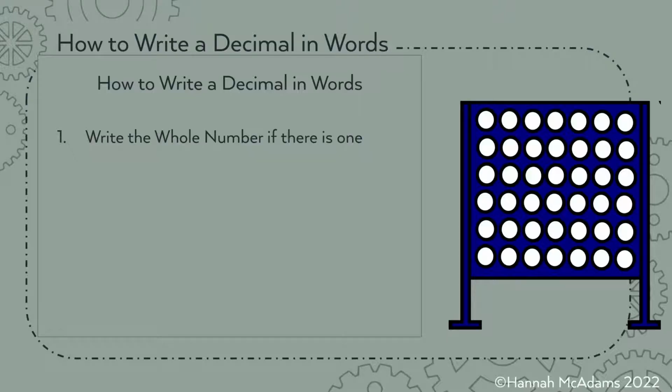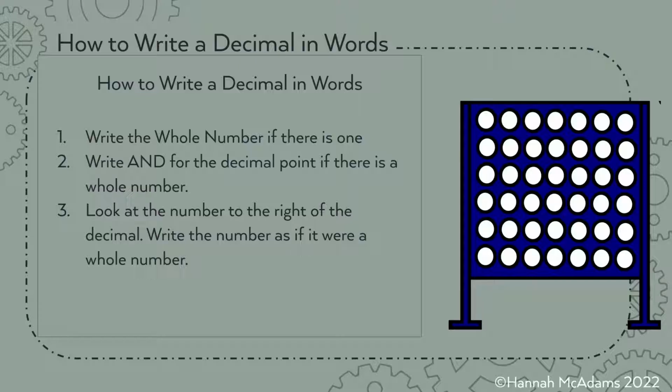Okay, so the first step is to write the whole number if there is one. The exception is if the whole number is 0, you don't have to write 0. We'll talk about that. I have an example like that in just a minute. And if you write the whole number, then the second step is you need to write "and" to represent the decimal point. The third step is to look at the number to the right of the decimal and then write that number as if it were a whole number. I will show you what I mean by that, and I'll give you several examples. And then the fourth is to write the place value of the digit farthest to the right.